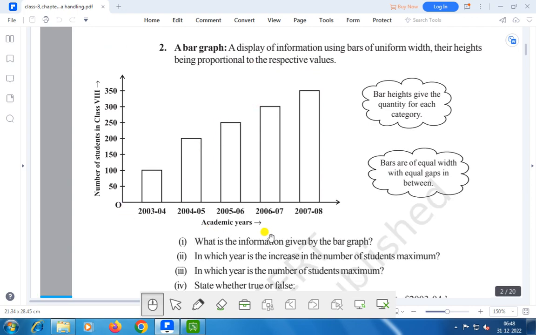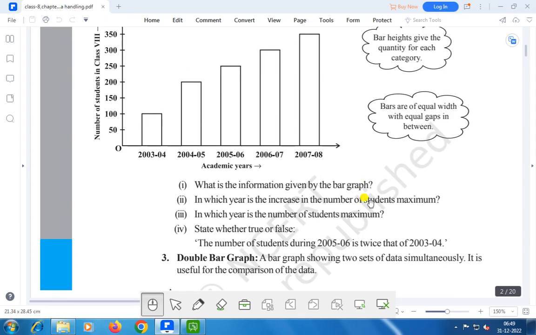Here you see, these are academic years. This is the number of students in class 8, that is 50, 100, 150, 200, 250, 300, 350. On the horizontal axis, 2002 to 2003, 2003 to 2004, 2004 to 2005, 2005 to 2006, 2006 to 2007, 2007 to 2008. These are academic years. Bar heights give the quantity for each category. Bars are of equal width with equal gaps in between.